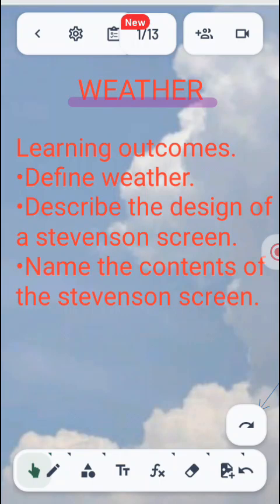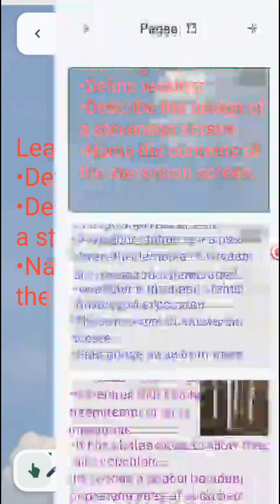Today we're going to do a bit of geography and talk about weather. The learning outcomes under this video are that it's supposed to define weather, describe the design of a Stevenson screen, and name the contents of the Stevenson screen. So let's go ahead into the video.